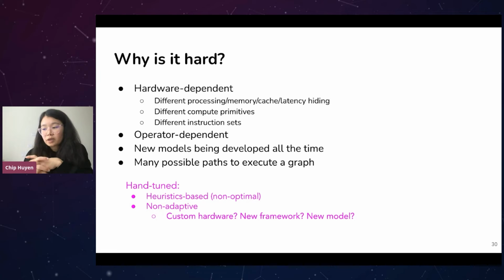The problem with that is it's not optimal because it's heuristics based, and even though a lot of heuristics can be very efficient, it's usually not optimal, and it can be non-adaptive. First of all, if you have a new hardware, new framework, new models, you have to adapt the optimization to all these new things.